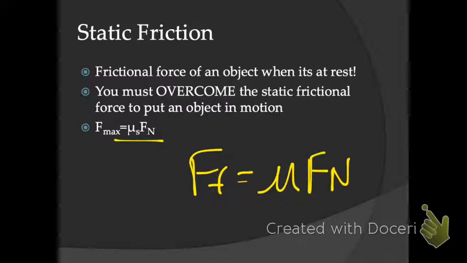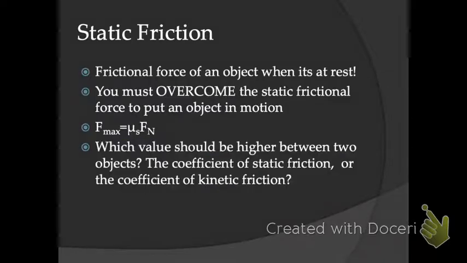It's just saying the maximum amount of friction you would have is to get it started. Once you get it started, it usually can move pretty smoothly. But getting an object started in motion is all about Newton's first law, and it has to overcome a certain amount of friction to go. So, which value should be higher between the two, the coefficient of static friction or the coefficient of kinetic friction?